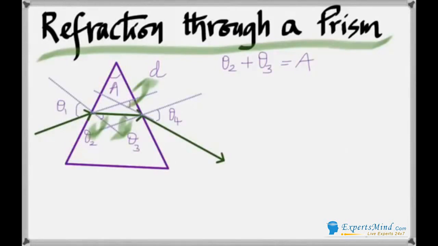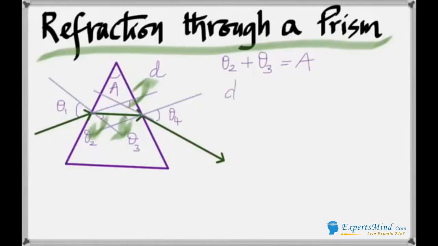Why is that equation important? Because A is a constant, but theta 2 and theta 3 are variable. If you change theta 1, would theta 2 and theta 3 change? Yes, but yet their sum must always be a constant, because A depends on the geometry of the prism. That's why that's a very important equation. Did you get it? Okay, now I'm going to continue and get another equation.